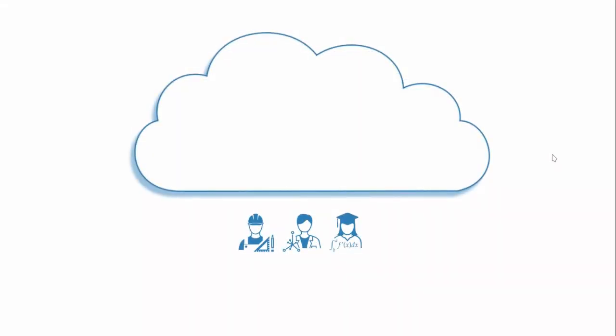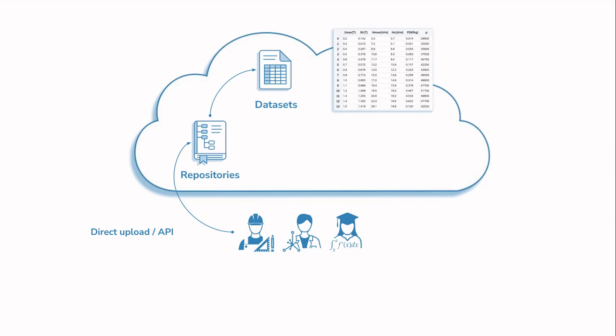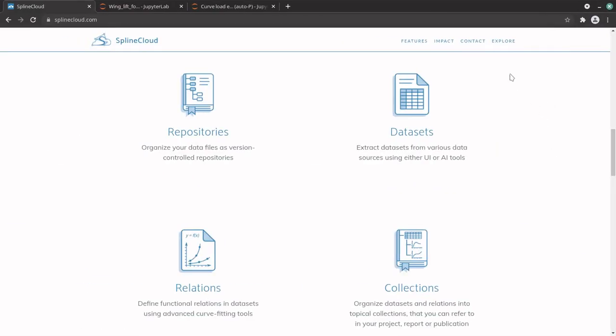First, you discover or create a topical repository with data that is required for your calculations. Then you define or extract clean datasets from the data files. SplineCloud allows you to work with text, files, spreadsheets, and even images, providing a graph data acquisition tool. After that, you can build interpolations or approximations that describe relations in data using advanced curve fitting tools. And finally, you access these curves, or curves built by others, directly from your code using SplineCloud client libraries. So let's jump in and see the platform from the inside.